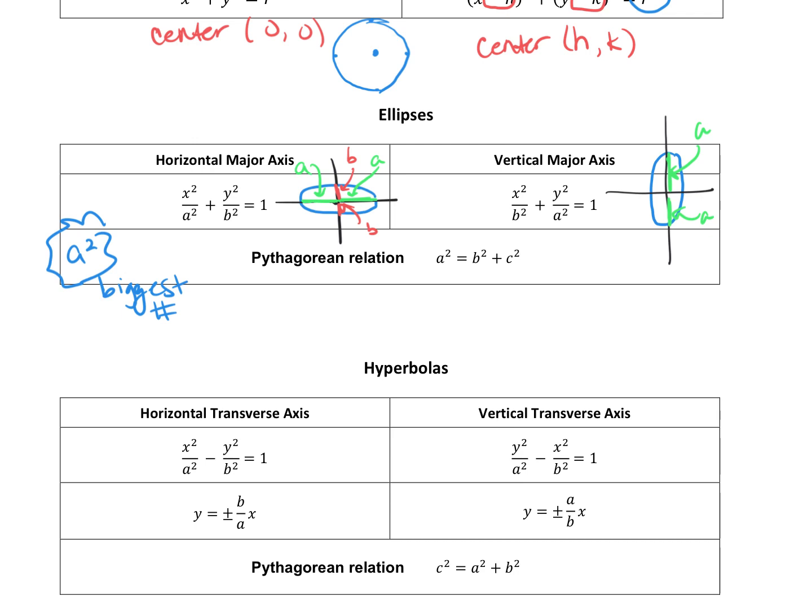Also, when you count out your A value, this is a vertex and this is a vertex on the major axis over here, a vertex and a vertex. A covertex is on the minor axis. So that would be a covertex and this would be a covertex over here.